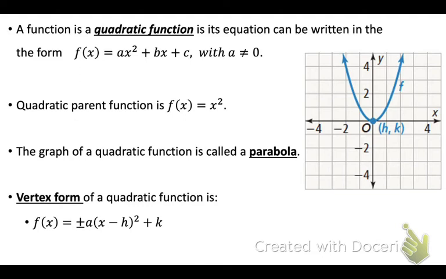The vertex is h and k. Those are the variables. We have the parent function goes through 0, 0. That is the point we will be moving up, down, left, right, reflecting. The graph of a quadratic function is called a parabola. We know this, yes? And we have the vertex form is f of x equals plus or minus a times x minus h squared plus k.